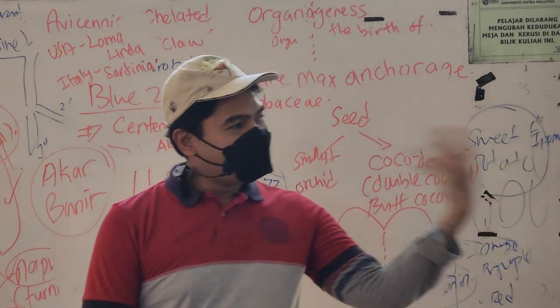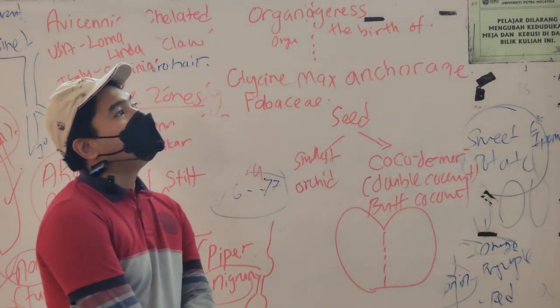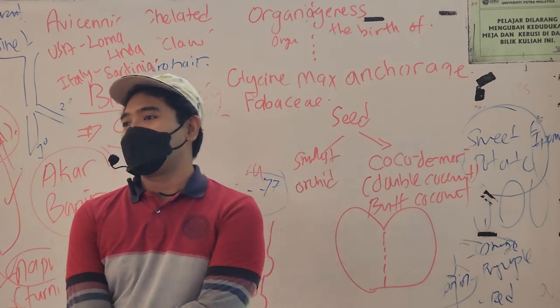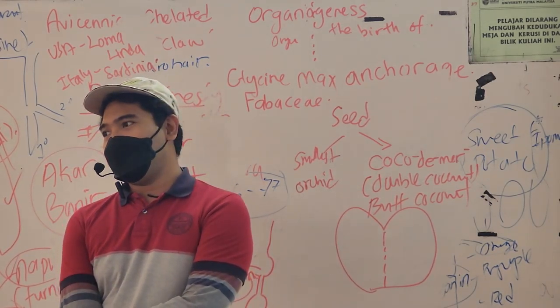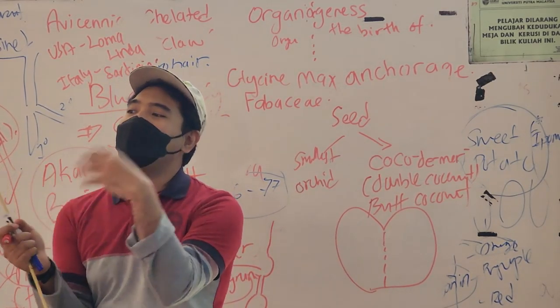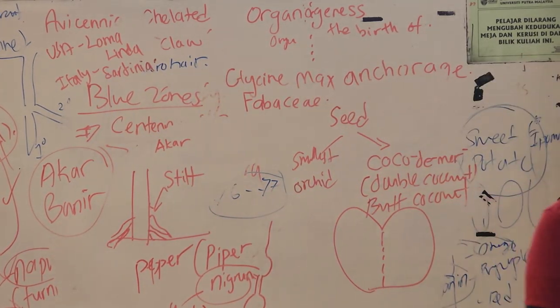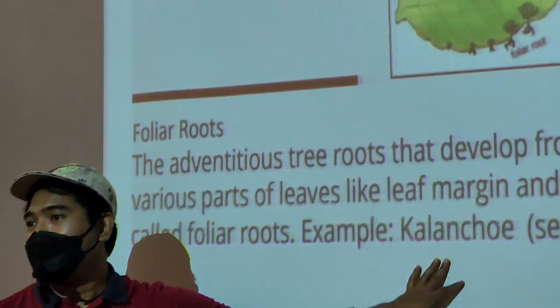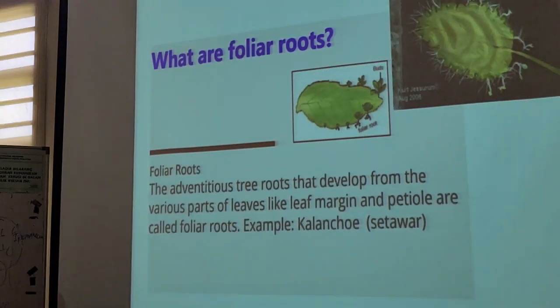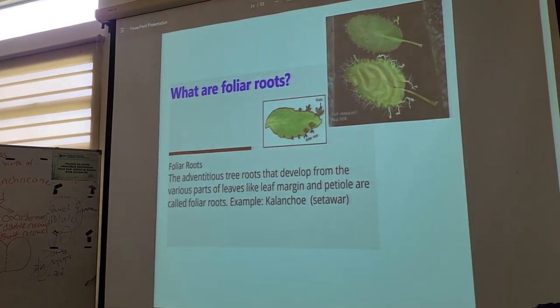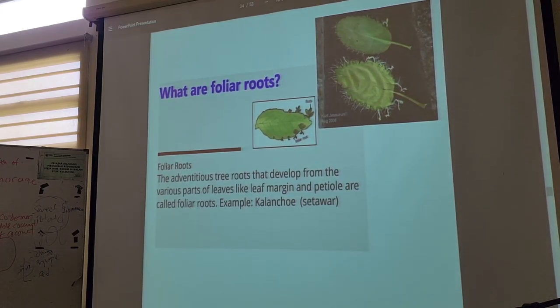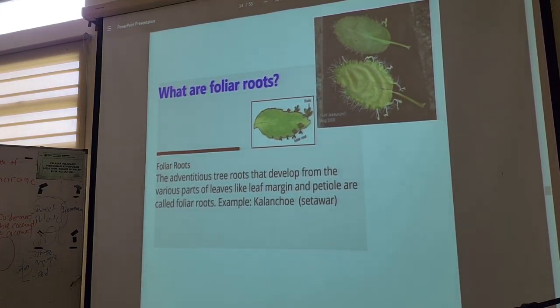Okay, go on. And then we got foliar roots. You're very familiar with this. You learn your science. You take the leaf, the roots, the leaf. Pokok setawa. And the science name for it is Kalanchoe. Anybody never saw setawa before? Setawa, okay, because Star Wars.